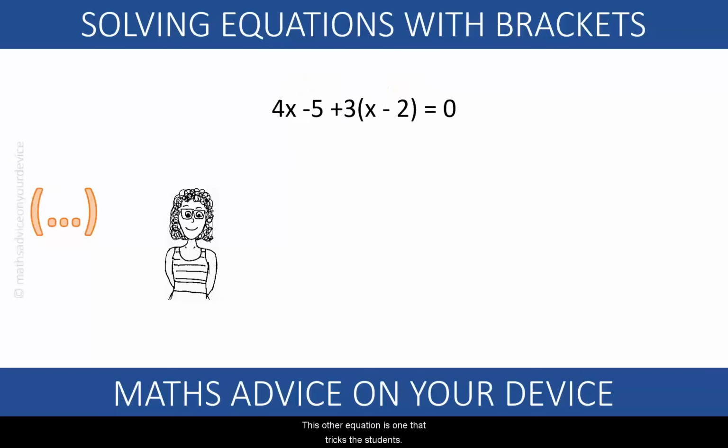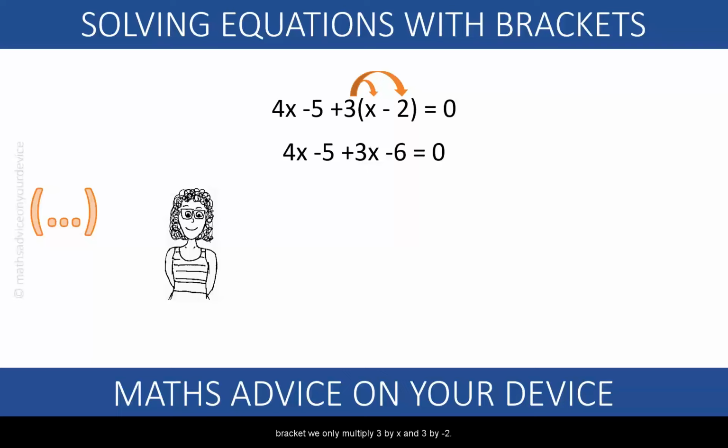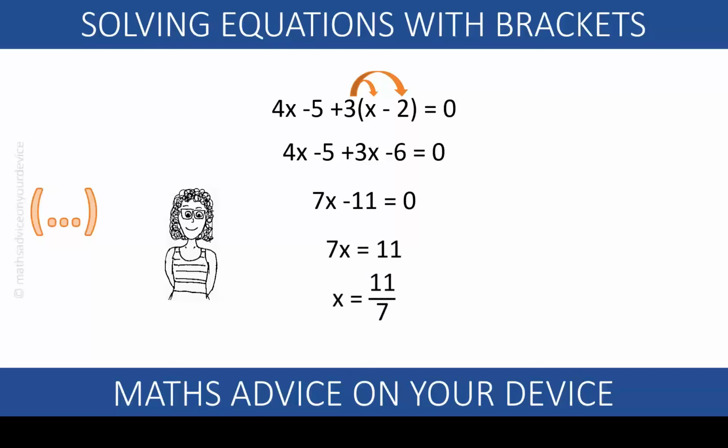This other equation is one that tricks the students. Pay attention. The number in front of the bracket is 3, so when expanding the bracket, we only multiply 3 by x and 3 by -2. Then, and only then, we simplify by collecting like terms. 7x minus 11 equals 0, so x equals 11/7.